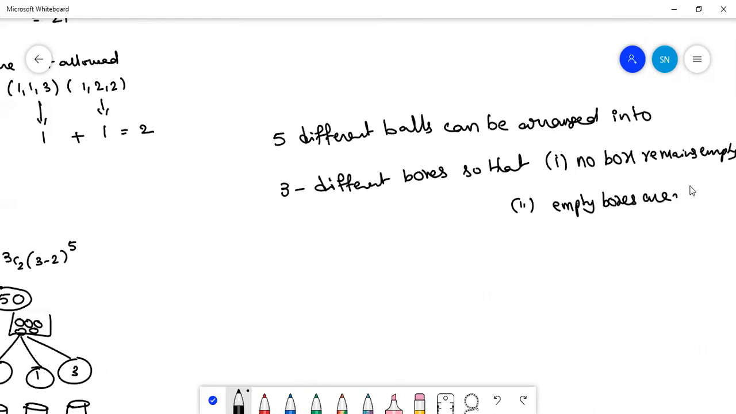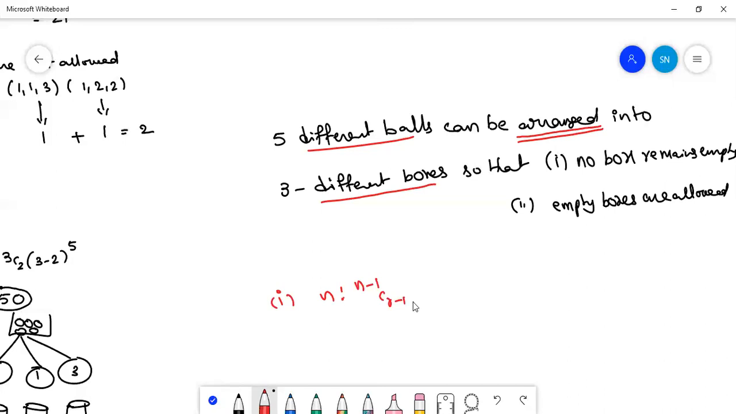Empty boxes are allowed. Try to understand and relate with the previous concept. The keywords are arrange, different balls and different boxes. As we observed in the first question, theoretically, when no box remains empty, this is n factorial into n minus 1 c r minus 1, which is equal to 5 factorial into 5 minus 1 c 3 minus 1. So that is 120 times 6, which is nothing but 720.